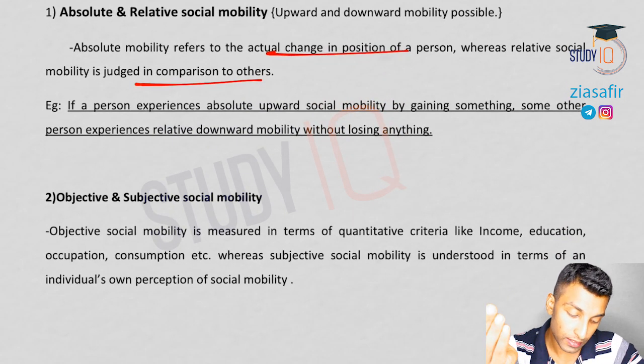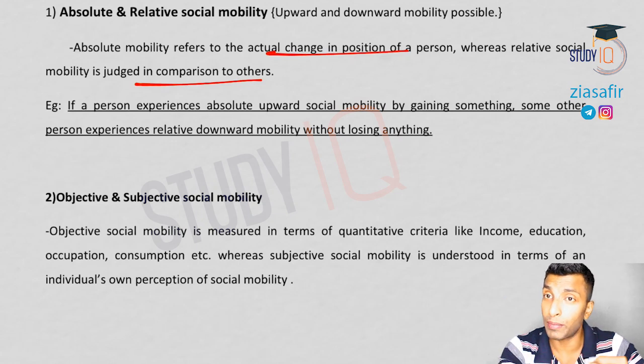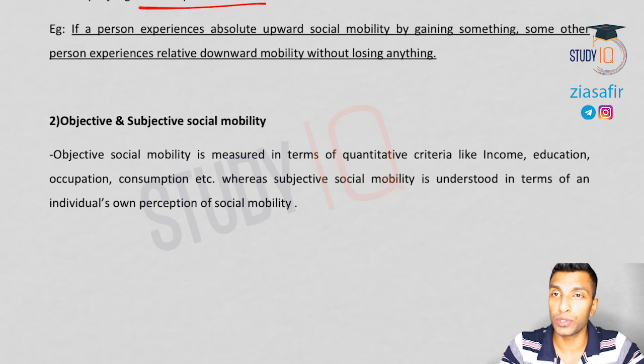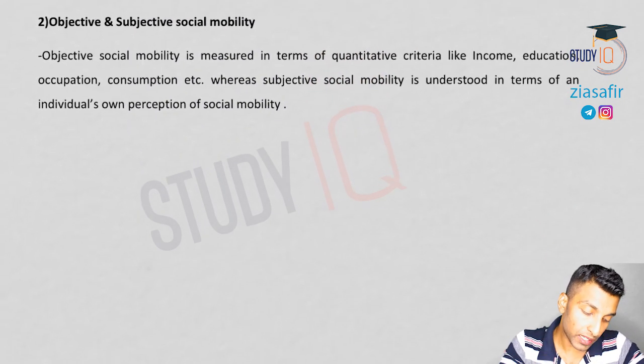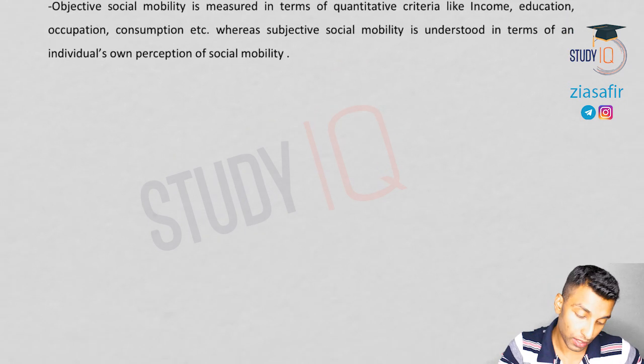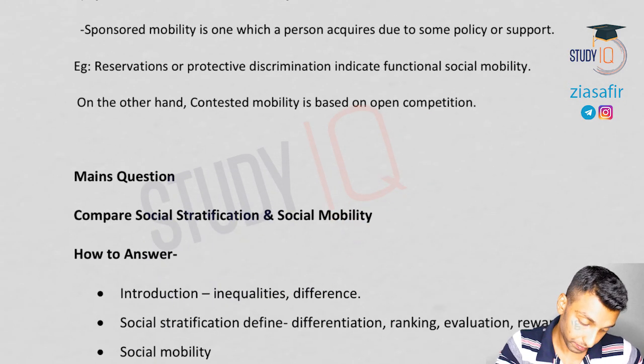If a person experiences absolute upward social mobility by gaining something, in our example B, gaining something, he experienced an upward mobility. Some other person, in our example it was A, experienced relative downward mobility without losing anything. Okay, similarly objective and subjective social mobility. Objective social mobility is measured in terms of quantitative criteria like income, education, occupation, consumption, etc. Whereas subjective social mobility is understood in terms of individuals' own perception about social mobility.